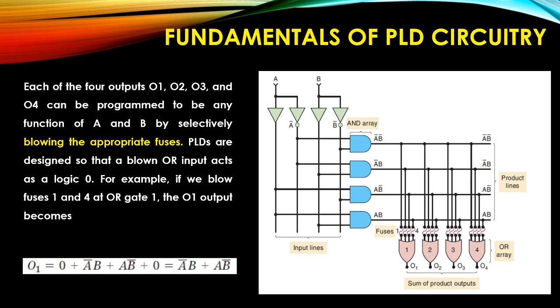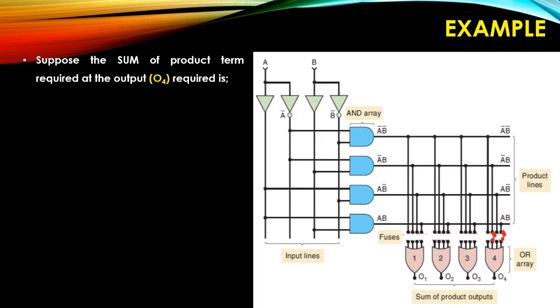Now let us have a look at what we can do using this PLD circuitry. Here we have an example where the O1 output has been used. We'll just take this with another example. Now let's see, what we want is an output at O4, and the rest of the outputs are not used, that is O1, O2 and O3 are not used. So what we will do is blow all the fuses that connect the inputs of O1, O2, O3 with the respective min term lines.